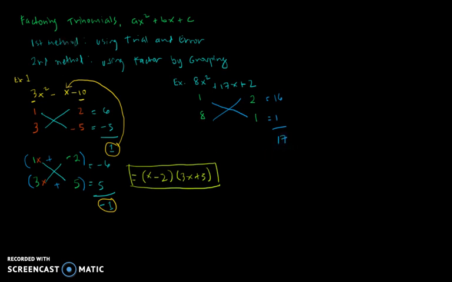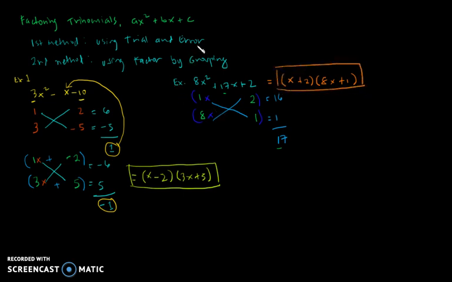I'll get 17. Is 17 my middle term? Let's check. Okay, 17, 17, so we're good. Therefore, to get the factors, I simply put x here and also here. So my answer will be x plus 2, times 8x plus 1. This will be my final answer.